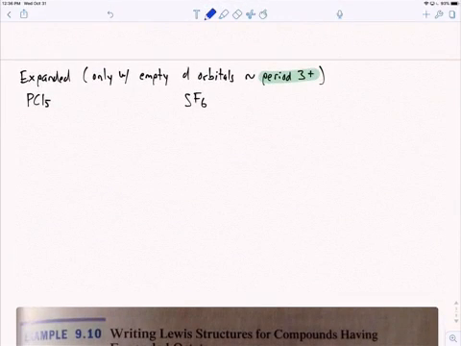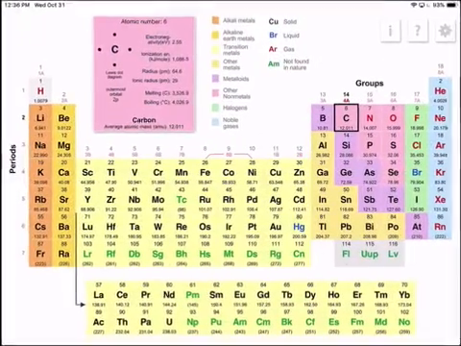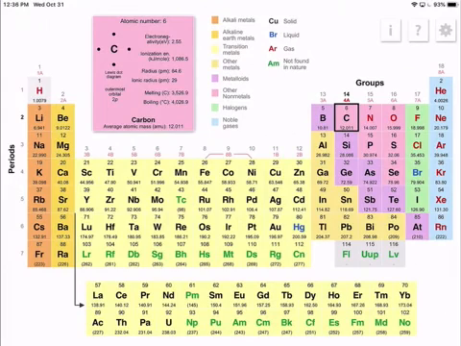Now we have expanded octets. This happens for things only with period 3 and beyond. So what do I mean by period? A period is a row on the periodic table. Then the periods, you can see, are here on the left. Period 1 is hydrogen, helium. Period 2 is lithium to neon. Period 3 is sodium to argon. So only the elements in period 3 and beyond can have an expanded octet.